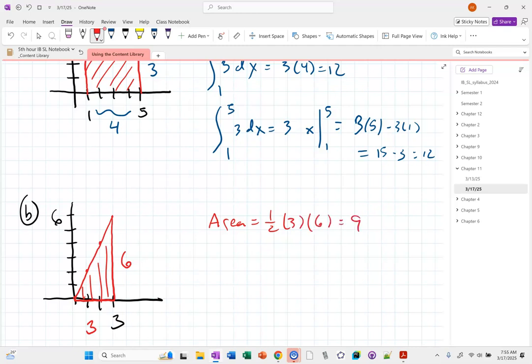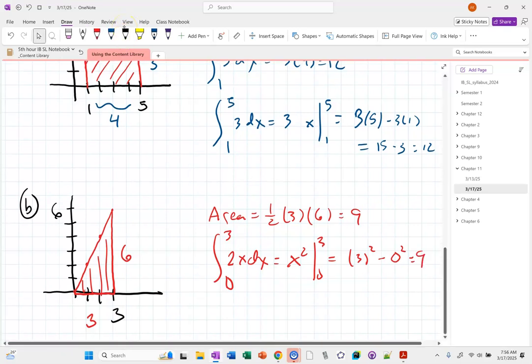So we get 9. The integral from 0 to 3 of 2x dx, well, the antiderivative of 2x is going to be 2x to the 1 plus 1 over 2, or just x squared. And again, I get the same result.